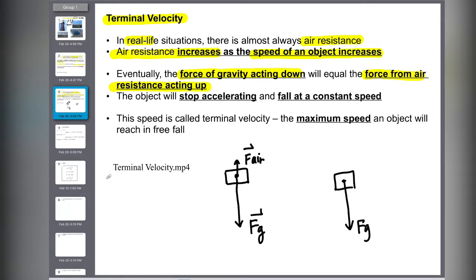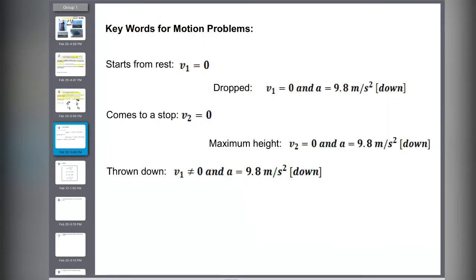As the speed increases, your force of gravity won't change, but your force of air resistance is going to start to match up, until the object stops accelerating and starts falling at a constant velocity. We call this the terminal velocity. So this is a definition application question. Okay, so the definition of terminal velocity is the maximum speed an object will reach when it's free falling.